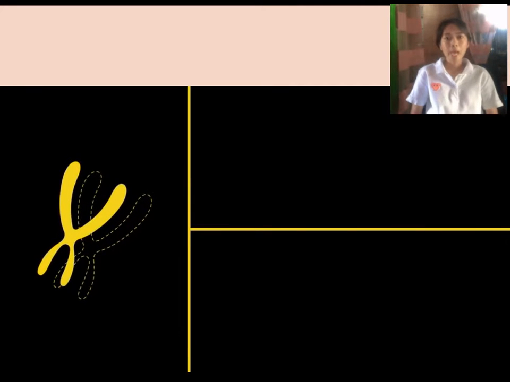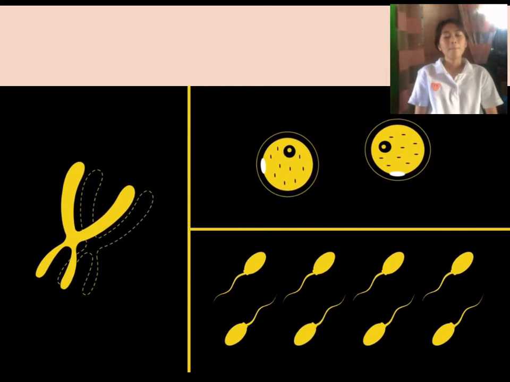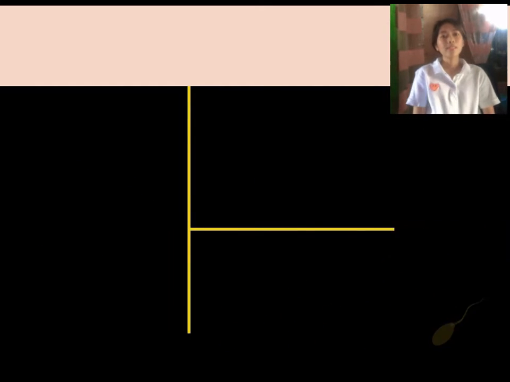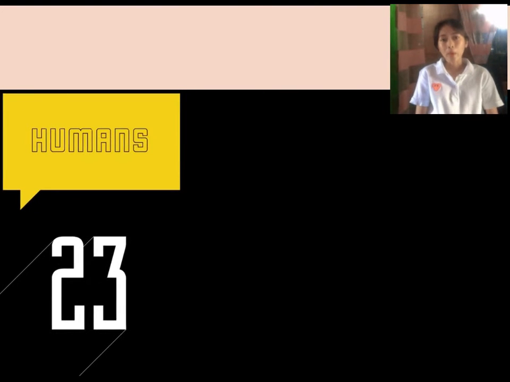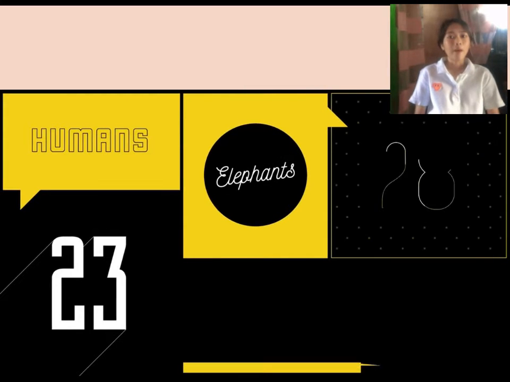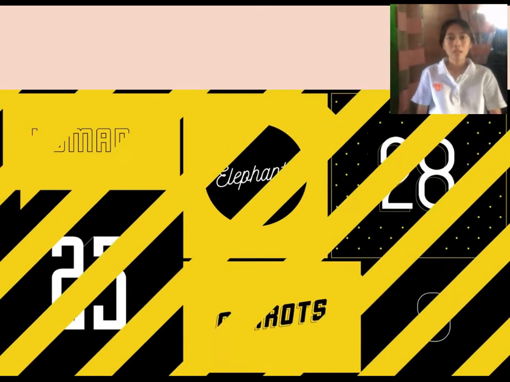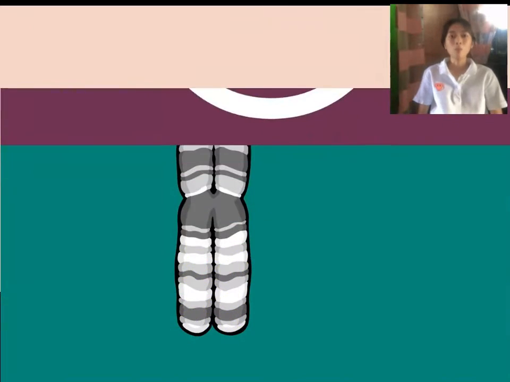Chromosomes usually occur in pairs, except for gametes, which are the egg cells and sperm cells. But the number of chromosomes changes depending upon species. For example, we humans have 23 pairs, but elephants have 28 pairs and carrot plants have 9 pairs. So let's go back to the structure of chromosomes.